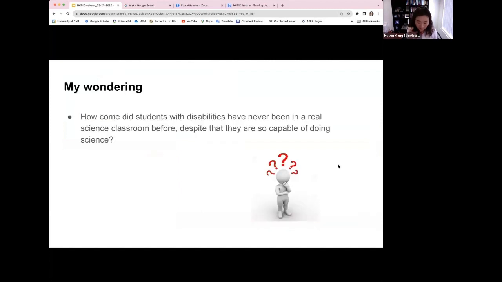A couple of things really came across in my mind. How come students with disabilities have never been in a real science classroom before, despite being so capable of doing science? To me, this is an issue of injustice: how our schools have been set up in a way that continuously marginalizes particular students.